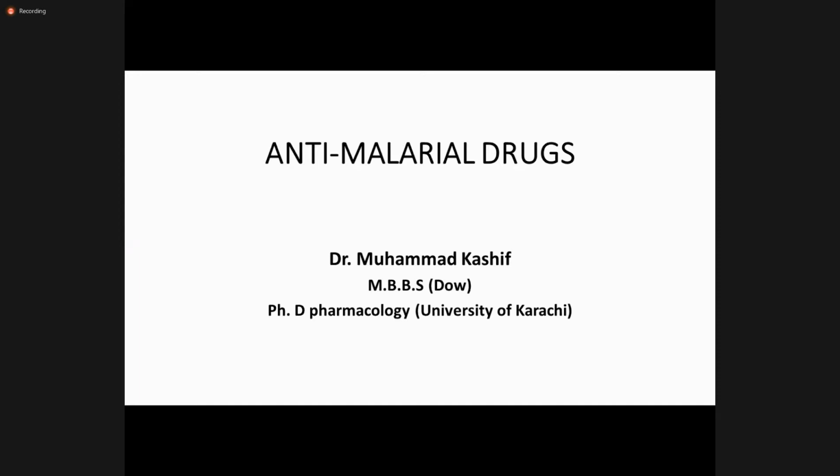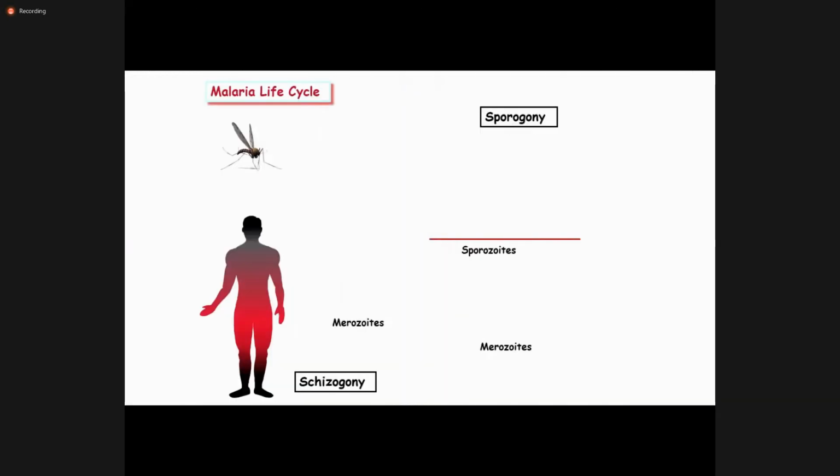So far you have discussed other topics. Today we will discuss the anti-malarial drugs. Before any further delay, we come to the first slide. This is basically just a revision of the malarial life cycle.